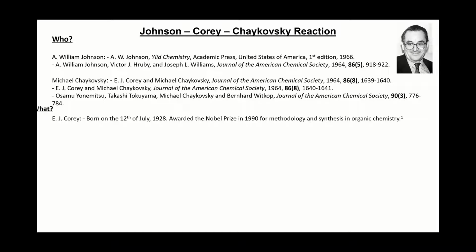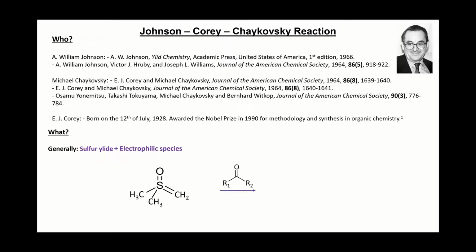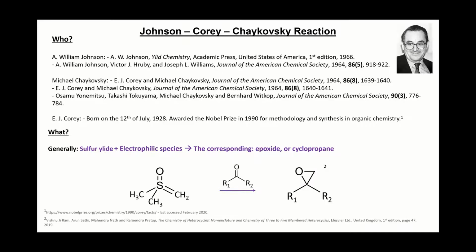But what is the reaction we're going to be talking about here? Well, generally we take a sulfur halide and react it up with an electrophilic species, such as a carbonyl group, so an aldehyde or a ketone. And we then come out with the epoxide or cyclopropane. Now in this presentation we're going to be focusing on the epoxide formation rather than the cyclopropane formation here.